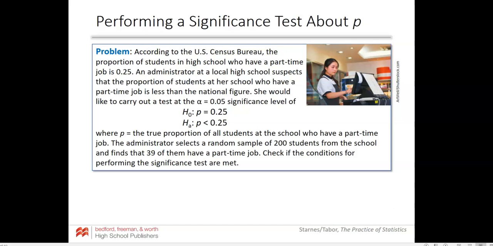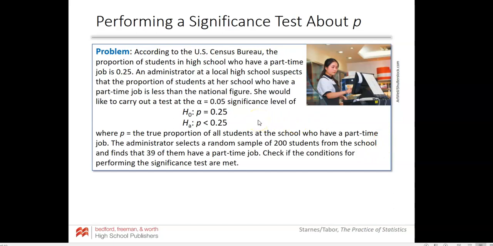So the first one is random sample, and you can see it says the administrator selects a random sample. I would underline that, maybe draw an arrow to where you say random sample of 200 students. Less than 10%. This one doesn't specifically say it in here, but I think you probably have to assume it's a local high school. You'd say 200 is less than 10% of all the students. You're assuming the school has more than 2,000 students, which I think is fair.